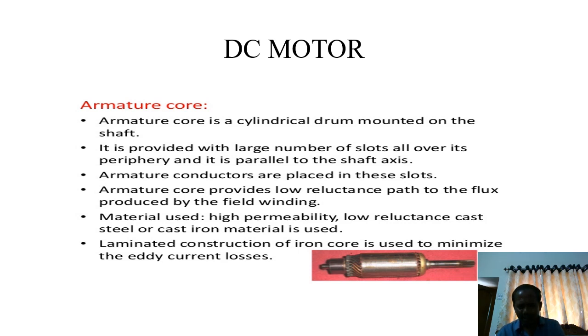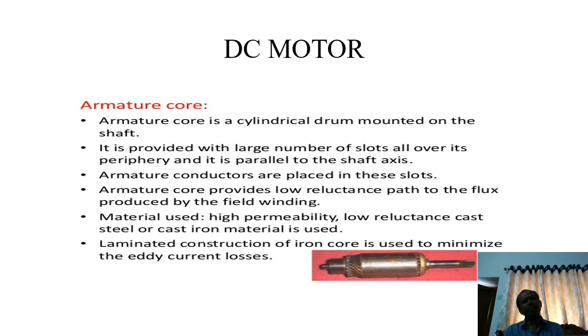Actually, this is the armature, which has a number of slots in the outer periphery. All slots are filled with the conductors, and then these are laminated. Then it is formed as an armature core. The armature core provides a low reluctance path to the flux produced by the field winding.